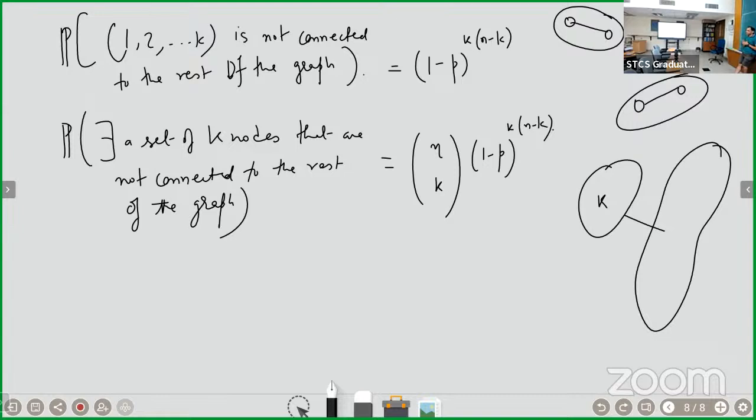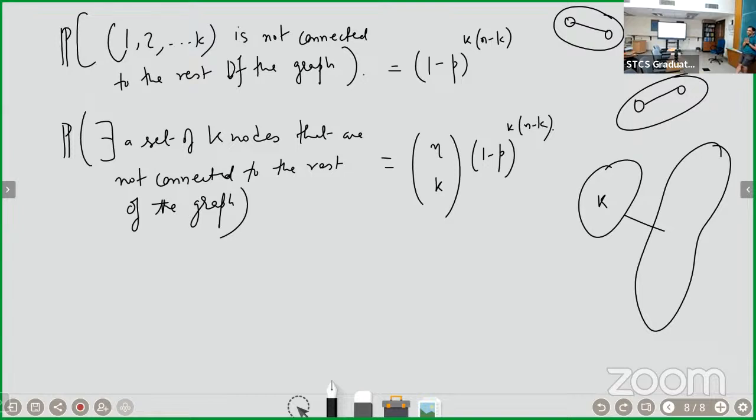So I fix the k here. I'm saying look at all possible subsets of size k such that they are not connected to the outside world. Connectivity is much more than that. Connectivity will say there does not exist a k for which there exists a subset of size k which is not connected. So what more do I have to do? Check this for all k. So I should put another k outside. And what does it entail?